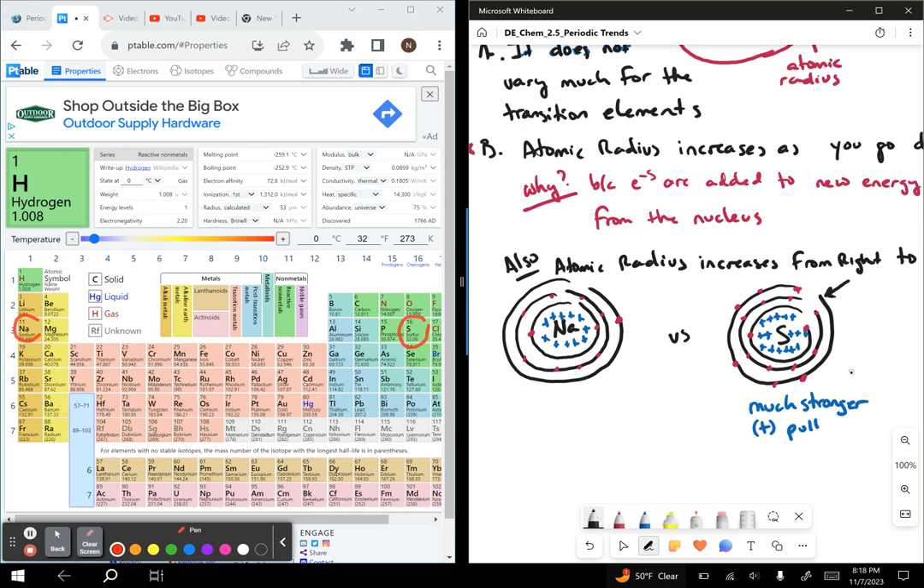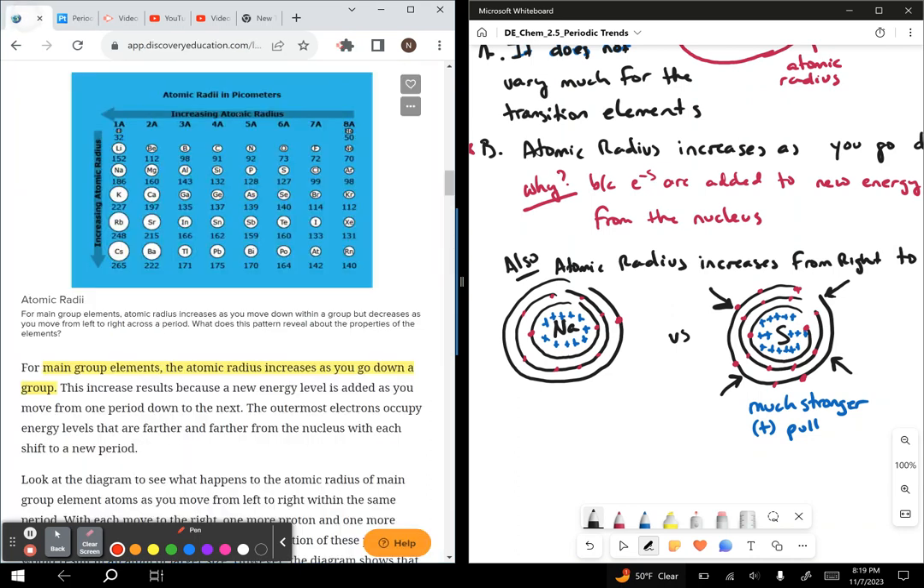Everything's going to get pulled in a lot tighter. And this is going to make your atom actually shrink. It's going to become smaller because you have a really strong positive pull on the inside. And that's why as you are on the right-hand side of the periodic table, things are smaller, and as you go this direction, things get larger. Okay, so that was the example. Hope that helps. All right, let's keep on going here.